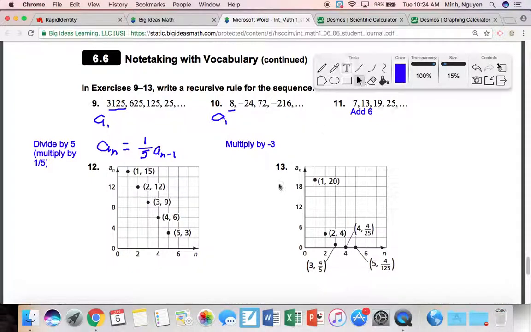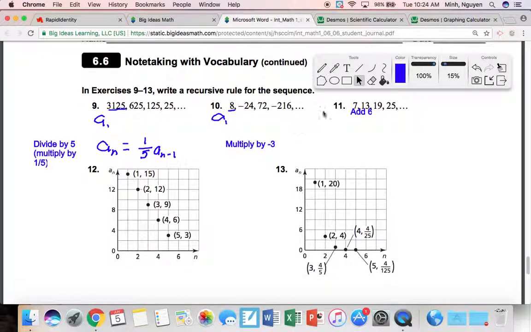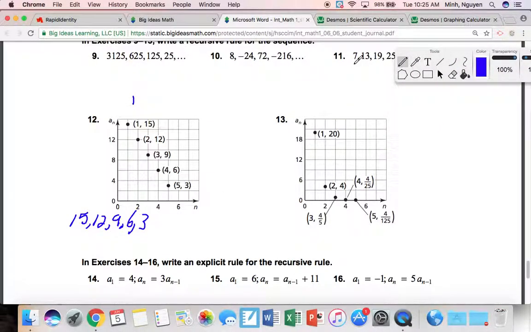So 9 and 10 are going to look very similar. 11 is going to look like number 8 because you're just adding 5, or 6 rather. And again, this is your first term. 7, 8, 31, 25. Okay. These ones are also, let's see, you basically treat your sequence like this: 15, 12, 9, 6, 3. You're just subtracting 3. Your formula will look similar to number 11 and number 8. This is dividing by 5 or multiplying by 1/5, so it's going to look very similar to this. But your first term is 20, and your first term here is 15.